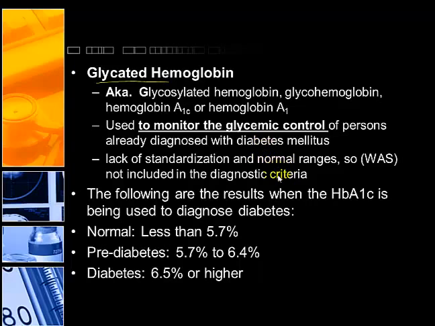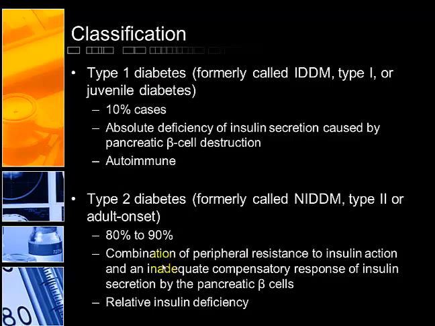And now it has been included as one of the diagnostic criteria, in which if it's less than 5.7, it's considered as normal. 5.7% to 6.4% is considered as pre-diabetic, and 6.5% and higher is considered as diabetes.